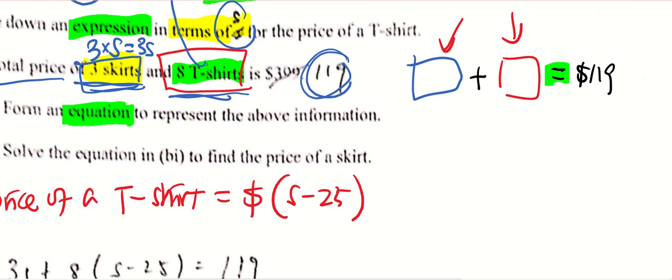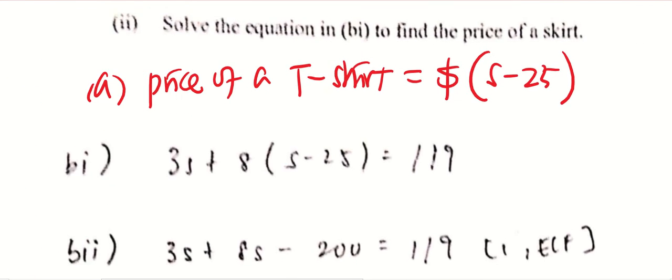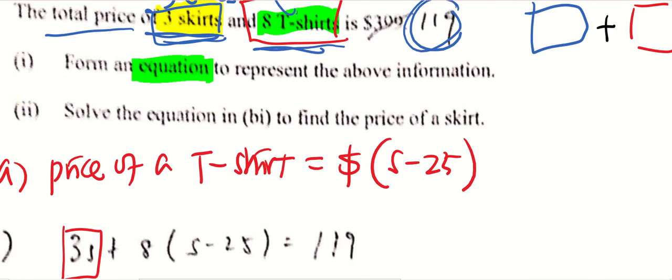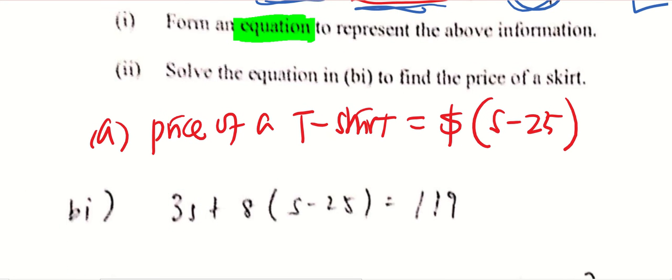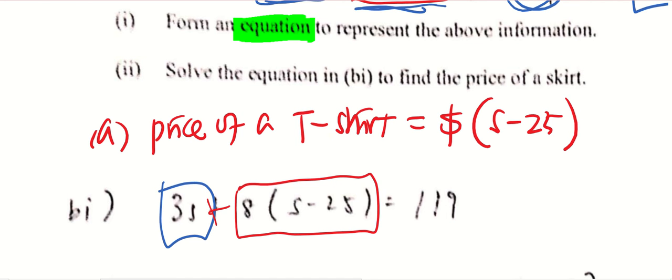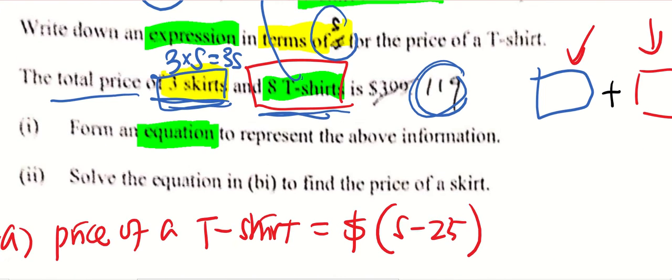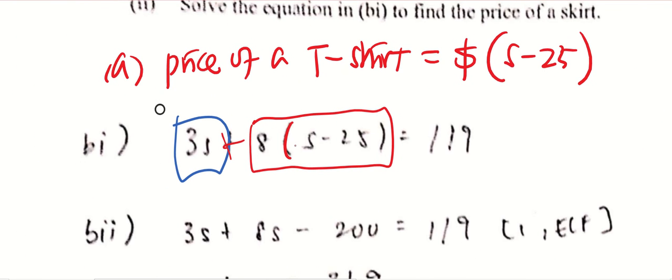Okay, so we're gonna follow this format here. 3S because of price of 3 t-shirts. We are done. Then the price of 8 t-shirts. Sorry, 3S is the price of 3 skirts. My bad. And I'm gonna add it plus price of 8 t-shirts. How do I know this? Because each t-shirt is costing S minus 25. So 8 of those is 8 times bracket S minus 25 equals to 119.